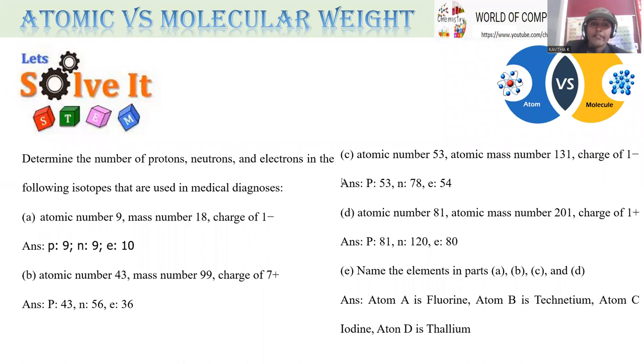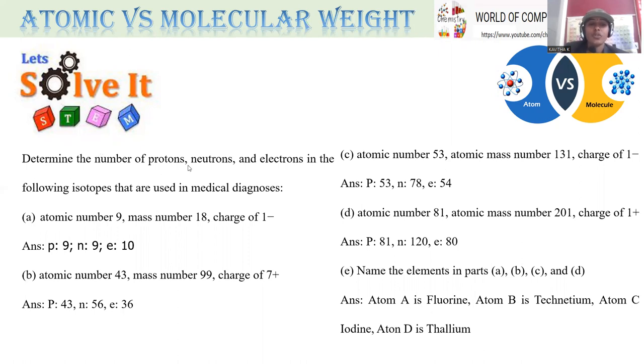Now, we have problems. Till now, we discussed topics related to what is an atom, what is a molecule, what is atomic weight or atomic mass, what is molecular weight, what is molar mass, what is the difference between these two, and how we can differentiate atomic mass from molecular mass. So all these topics were completed. Topic representation completed. Now we are going to practice problems based on these concepts.